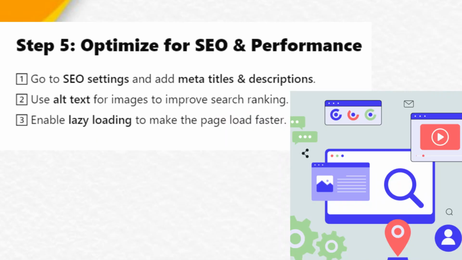Step 5. Optimize for SEO and performance. Go to SEO settings and add meta titles and descriptions. Use alt text for images to improve search ranking. Enable lazy loading to make the page load faster.